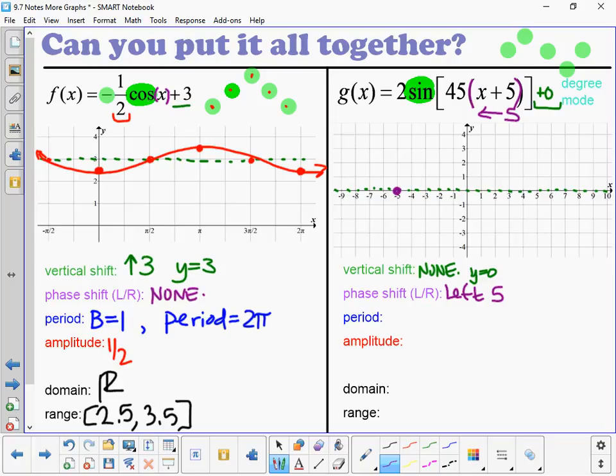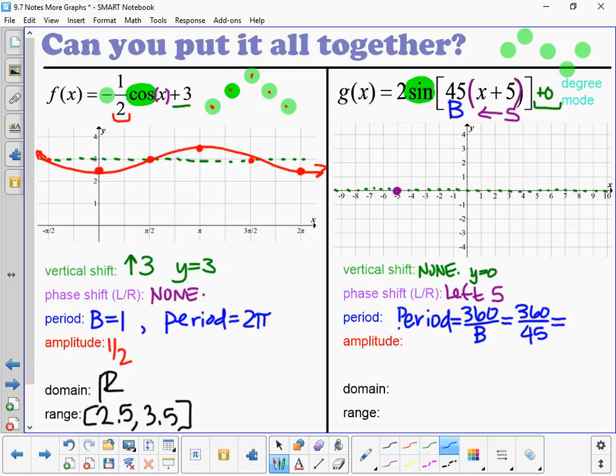Now before I can put the ending point for that cycle, I need to know the period of the function. Period is related to the b value, remember, and the period is, in this case, because we're in degree mode, 360 divided by b. In this case, b is 45.